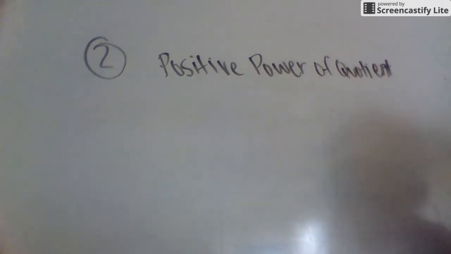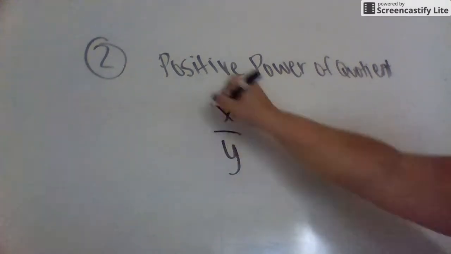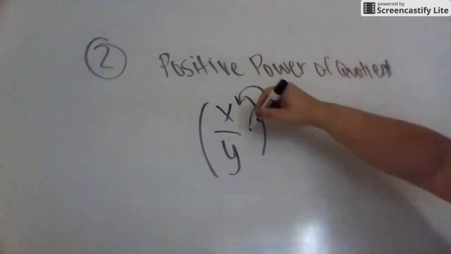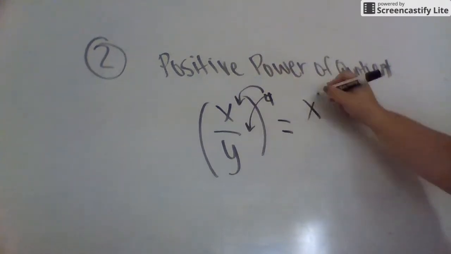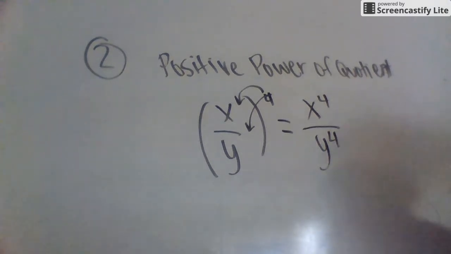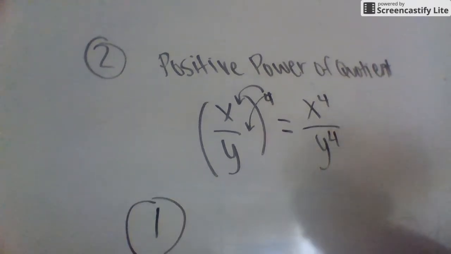So this is very similar to the power of products from multiplication. So what we're going to do is have x over y raised to the fourth. Same thing, we need to make sure to distribute. So it would be x to the fourth, y to the fourth. Pretty simple. So we'll do 2 examples again. Maybe just one, because this one's pretty easy.